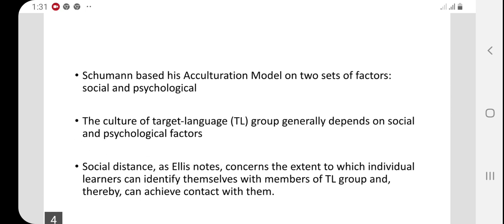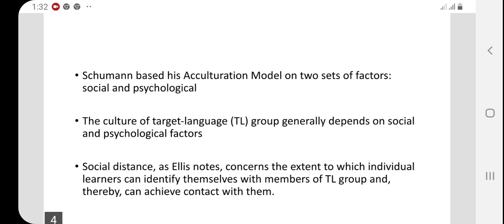So again, this model is based on social and psychological aspects. As we had the socio-psychological model that was actually based on the motivational level and social and psychological aspects, this acculturation model will be more inclined towards culture.